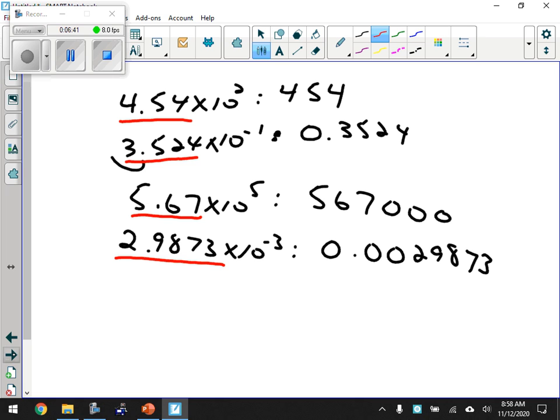I'm going to give you a couple minutes here. I'm going to let you guys work on the next part of this worksheet, the bottom part there. Go ahead and write those numbers out. I'll give you a little bit of time for that.